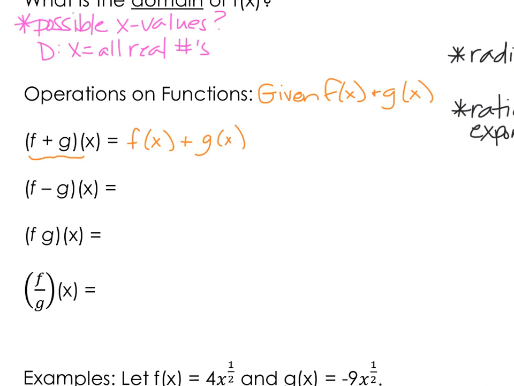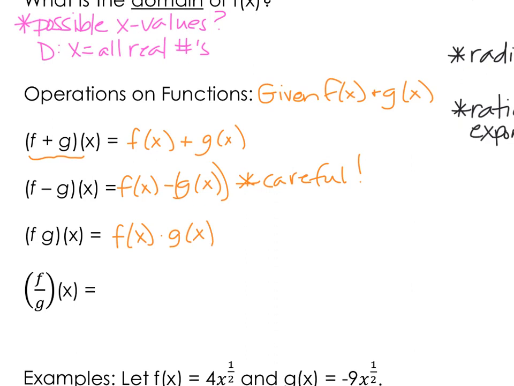Now f minus g of x means f of x minus g of x. And you're going to want to be careful here, watching the subtraction for that second polynomial. So careful on the subtraction. f times g of x means you're taking a product, f of x times g of x. You may need to FOIL here or distribute to simplify that product.